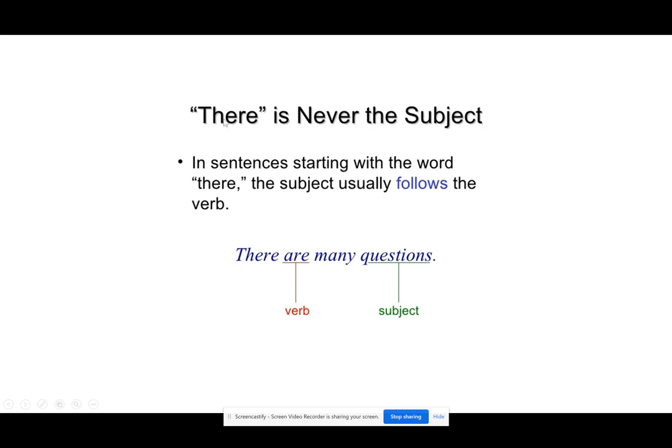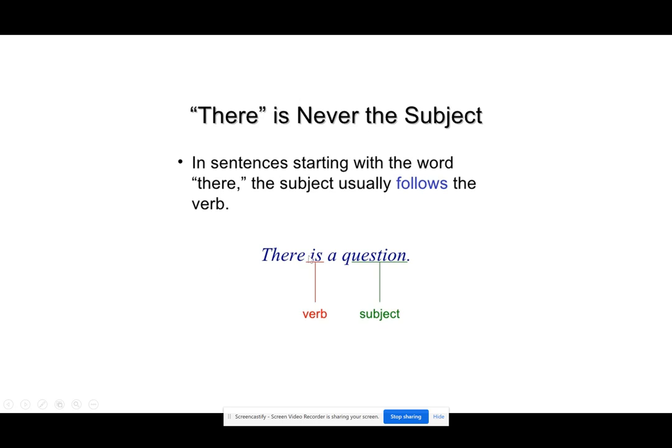Okay, let's say you have a sentence that starts with the word there. In a sentence starting with the word there, the subject usually follows the verb. There are many questions. Our subject is questions, so our verb has to be are, since our subject is plural because it's more than one question. We would not say there is many questions. Okay, we might say there is a question, but there are many questions.